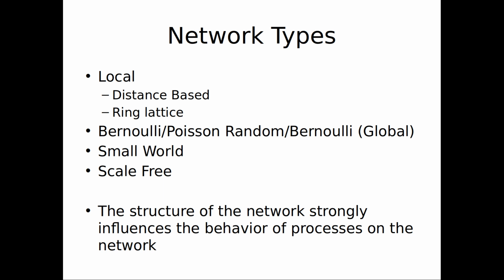By contrast, tell me about small world networks. So these are very local. Bernoulli, Poisson random, these ones are all the same. These are purely global connectivity. It doesn't care about locality at all. How about a small world network? What's that? It's a combination of distance-based and random. Yes, and Poisson random.